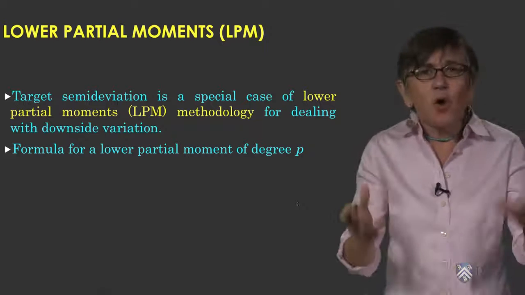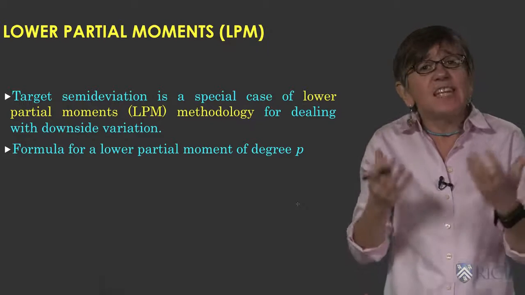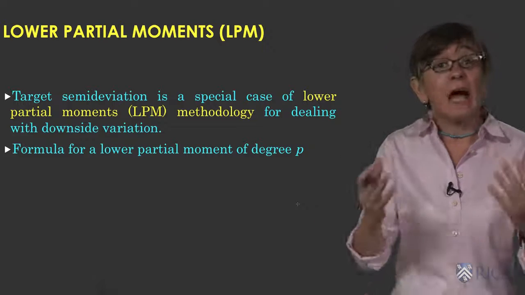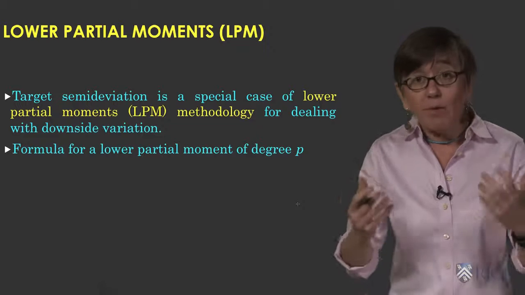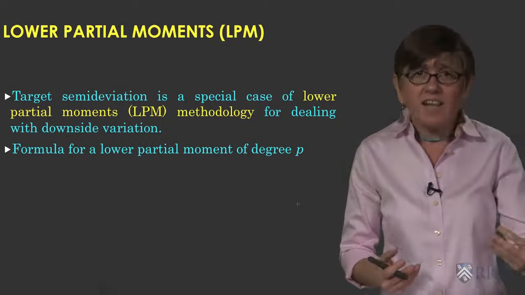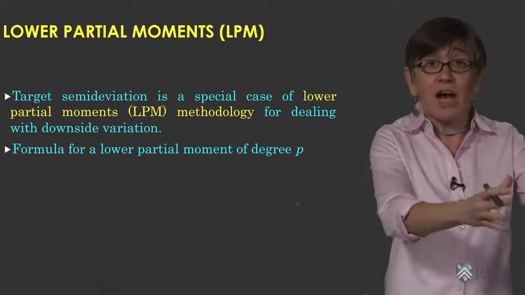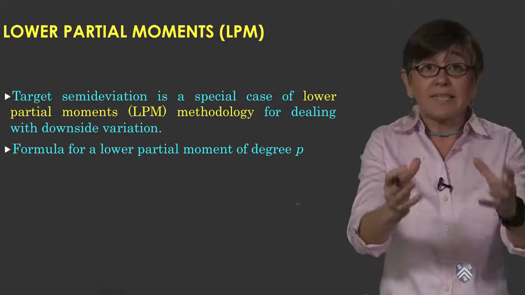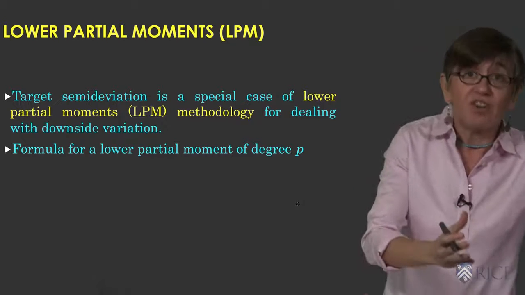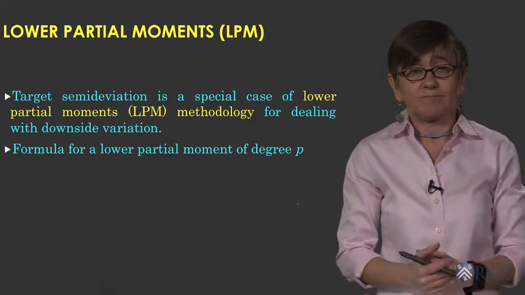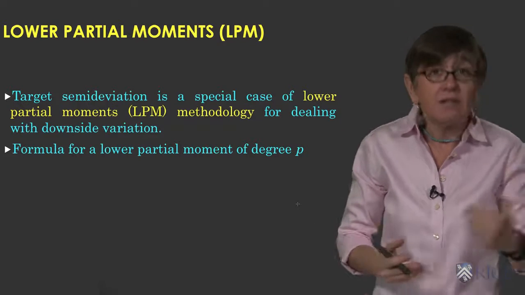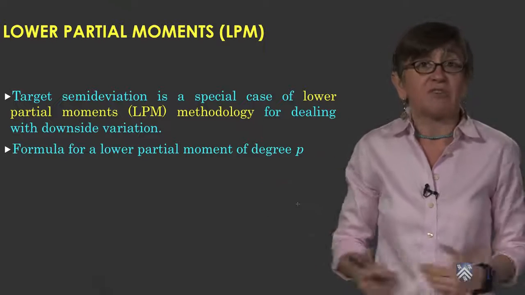In fact, this notion of target semi-variance is really just a special case of a more general methodology for dealing with downside variation called the lower partial moments, or LPM methodology. What the LPM methodology does is that it uses a downside return target, or a minimum acceptable return, and then defines any variation below that threshold as bad variation. So what are some typical targets? Well, typical targets might be the mean, or 0, or it could even be the risk-free rate.